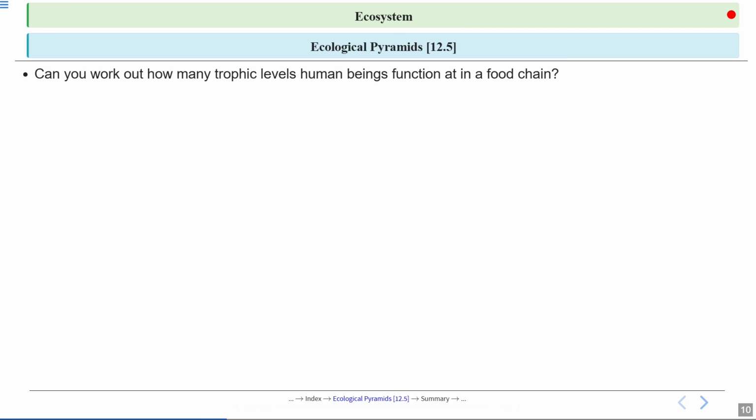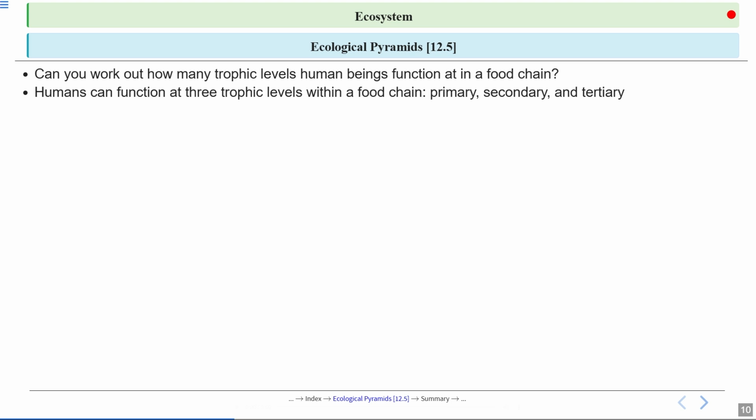Now, there is a question here. Can you work out how many trophic levels human beings function at in a food chain? Okay, now let's have a look at the answer to this question. See, this is a very interesting question. So humans are pretty flexible in the food chain. Humans can be at three trophic levels: primary, secondary and tertiary. So humans can occupy multiple trophic levels.